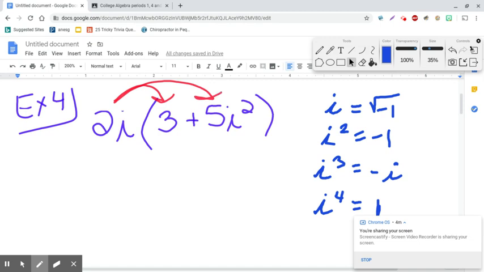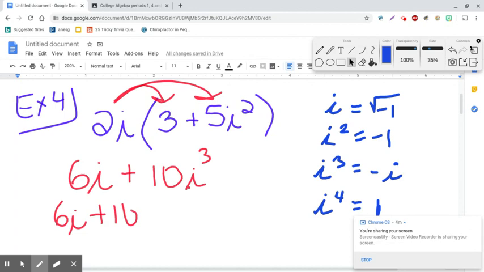Okay? So 2 times 3 is 6. Bring down your i. 2 times 5 is 10. And then i to the first times i to the second is i to the third. All right. Let's look over here. 6i. Guys, 6i does not change. We keep 6i as 6i. It's in the most simplified form. But we can change i to the third to what? -i.